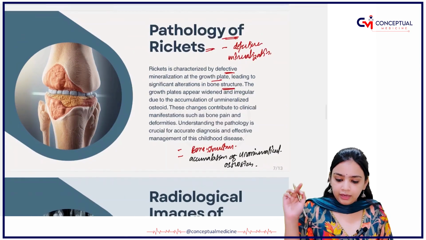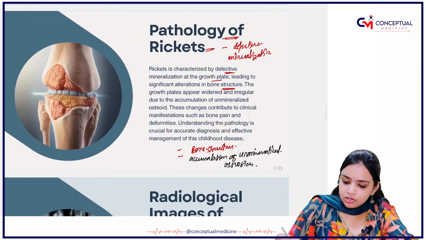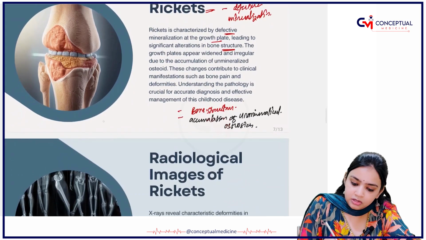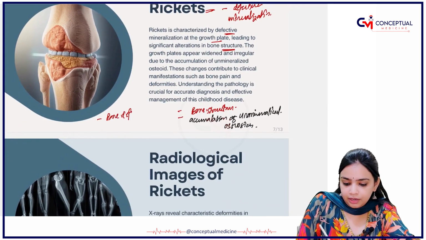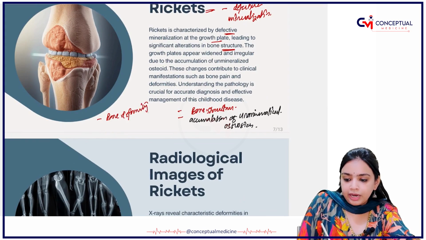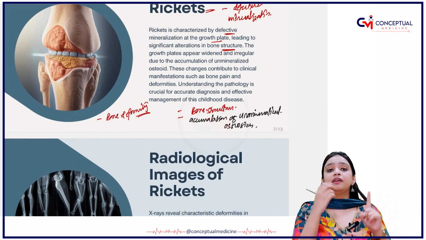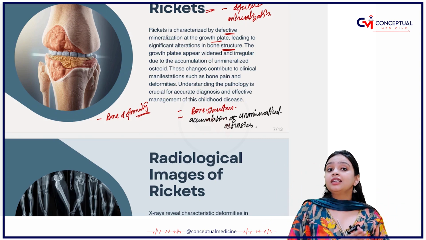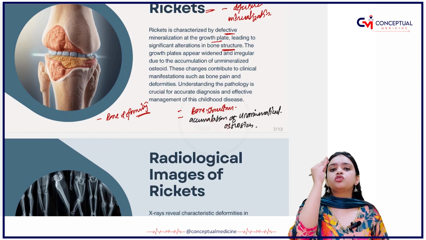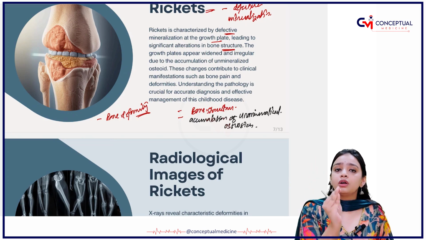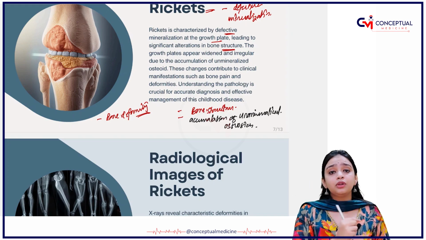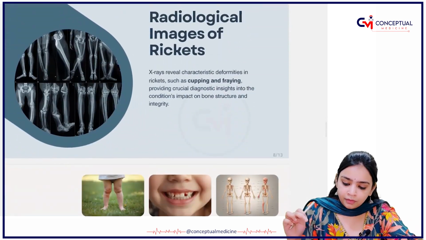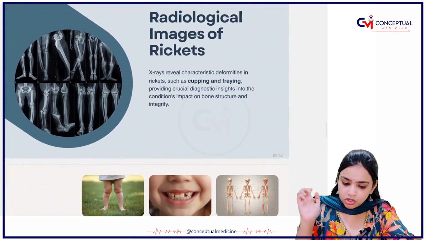Okay. Next, after that there is bone deformity, and the child will complain of pain. There will be pain in the hip, vertebrae, and the wrist. These are the classical areas where the child will complain, doctor, I am having pain over there. Okay. Next, what are the radiological images?